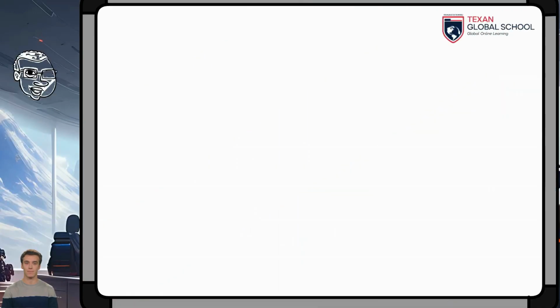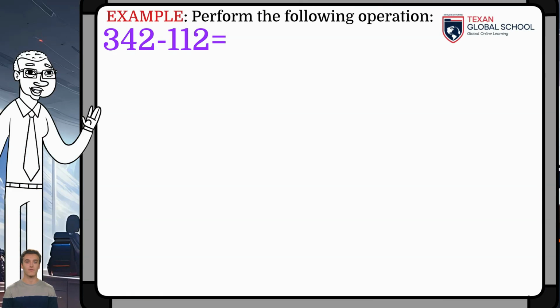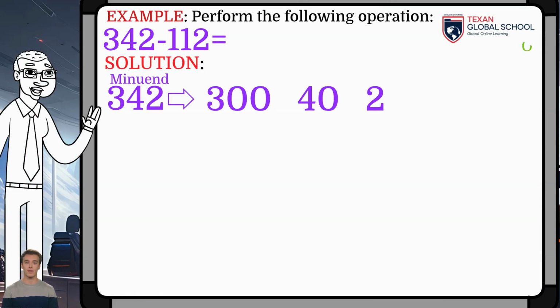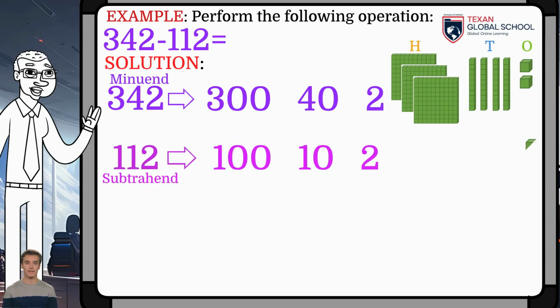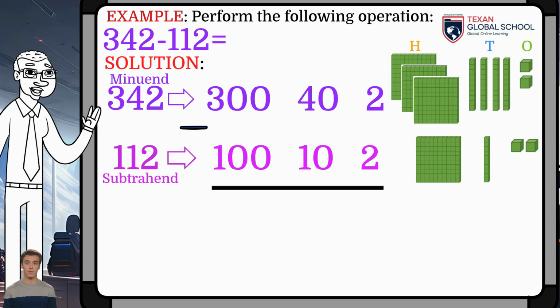In this other example, we will subtract 342 minus 112. First, decompose the minuend and subtrahend into ones, tens, and hundreds. The minuend 342 has 2 ones, 4 tens, and 3 hundreds. The subtrahend 112 has 2 ones, a 10 and a 100. Let's model using base 10 blocks or cubes. Then draw a line below to perform the subtraction.